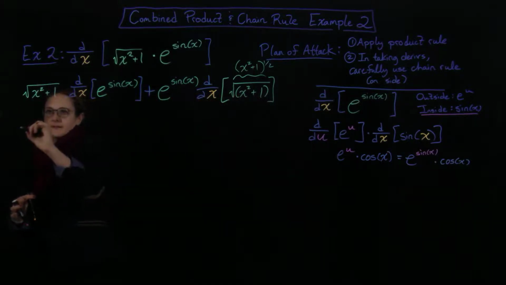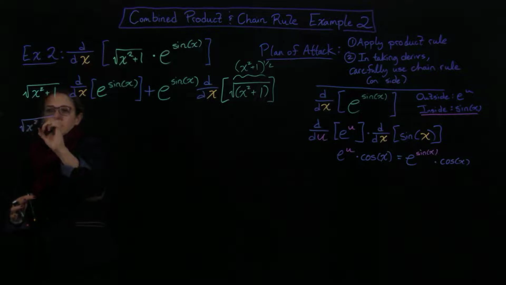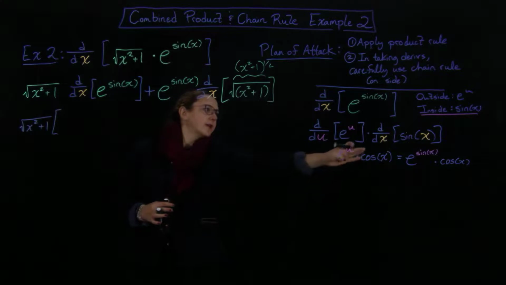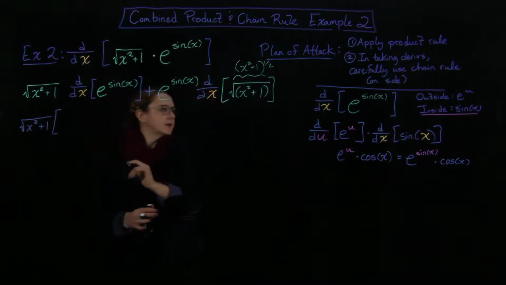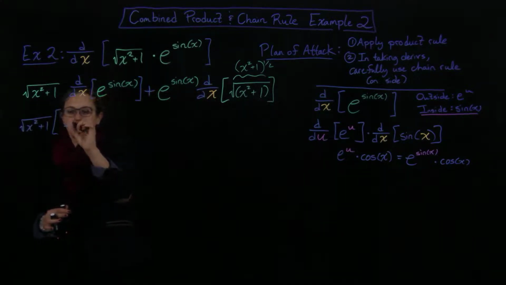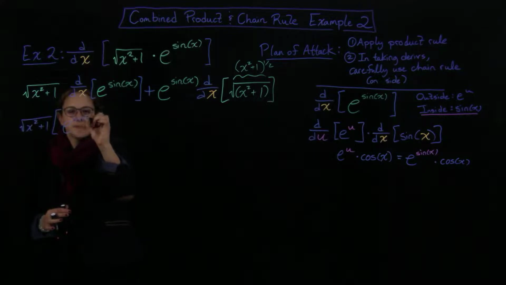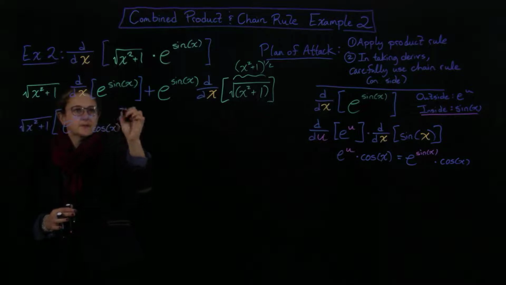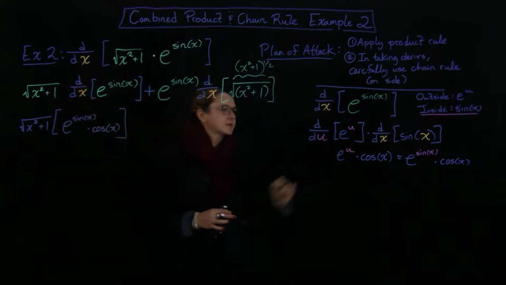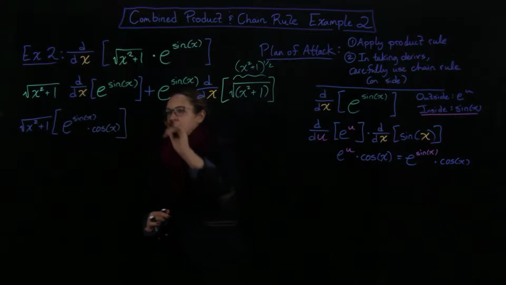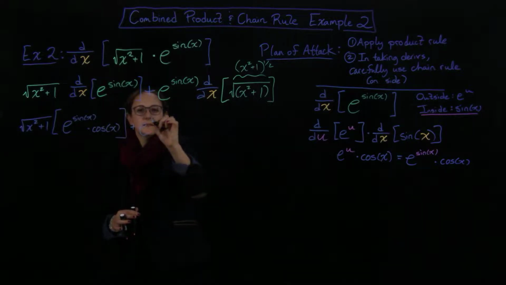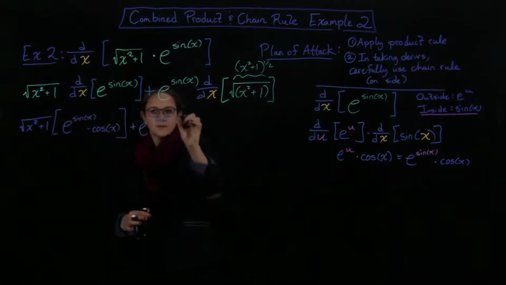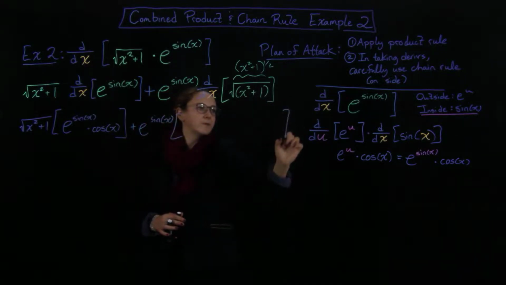This is the square root of x squared plus 1 times, and then I'm going to put this whole thing into here. So I have e to the sine of x times cosine of x. Okay, so I took this derivative. So I'm done with that one. Now I have to do this one. I'll just write the plus e to the sine of x. But now I just have this whole derivative I'm going to have to put in. So I'm going to put some big parentheses here that'll be for that derivative.